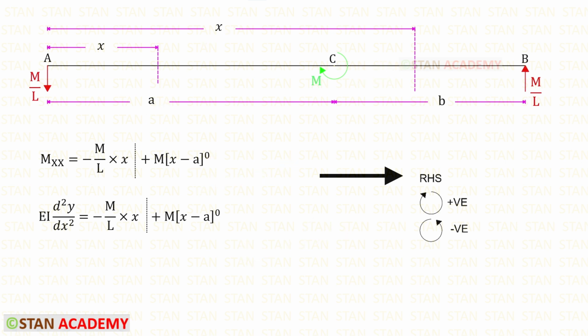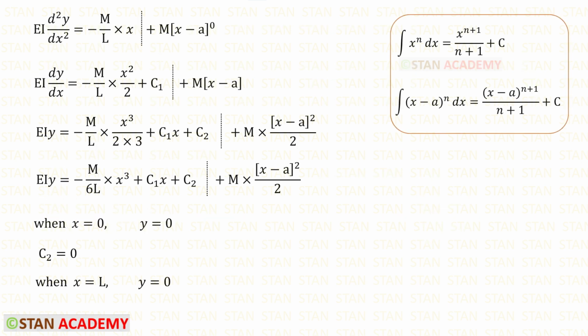We can equate the moment to EI d square y upon dx square. We have to integrate on both of the sides. When we integrate this, we will get this. To integrate x, we can use this formula. To integrate this, we can use this formula. When we integrate x, it will be x square upon 2. C1 is the constant. When we integrate this, we will get x minus a.